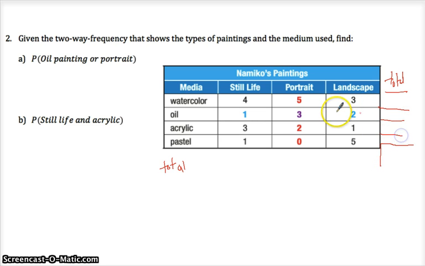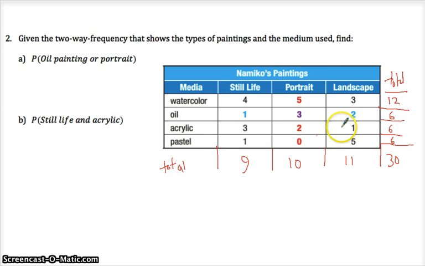Okay, so total across here is 12, total this way is 6, total number of acrylic is 6, total number of pastel is 6. So that's 12, 24, 30, okay? Total number of landscape looks like it's 11. Total number of portrait is 10. This better be 9. 4, 8, yeah, it's 9. Great.